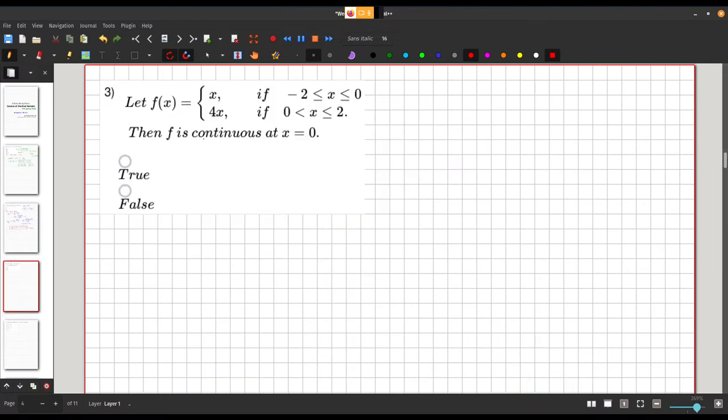Okay, so here also a function is given, which is f(x), and this is defined like this. f(x) is equal to x if x is from -2 to 0, and it is equal to 4x if x is greater than 0 and less than or equal to 2. So then we have to check whether f is continuous at x equal to 0. So how do we determine whether a function is continuous or not?